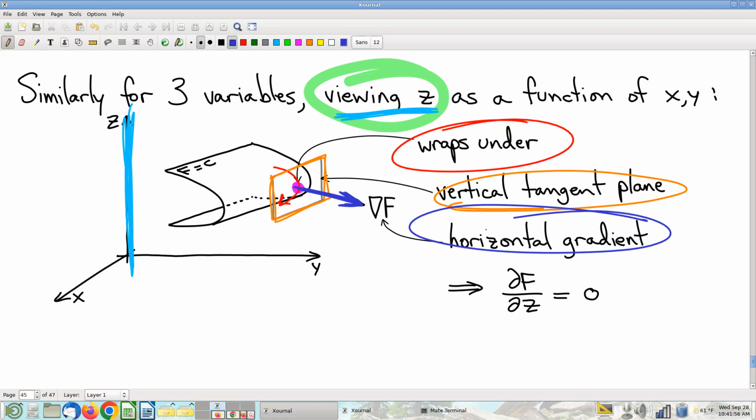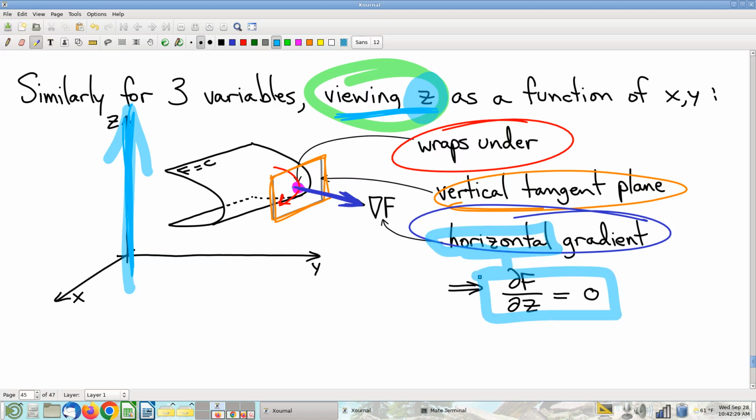Now, notice this is kind of just a rip-off of the ideas that we saw for single variable. Same thing. It's just three-dimensional instead of two-dimensional. It's a tangent plane instead of a tangent line. But same moral ideas here. Horizontal gradient. Again, the gradient being made up of a bunch of partials. And horizontal means that the component in the direction of the variable that I want to view as a function has to be 0.